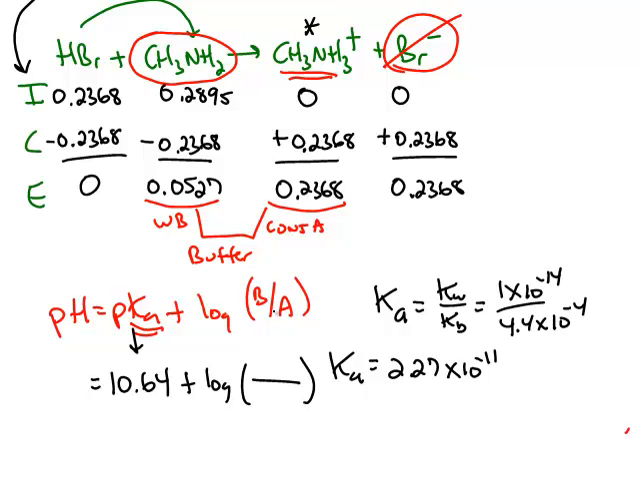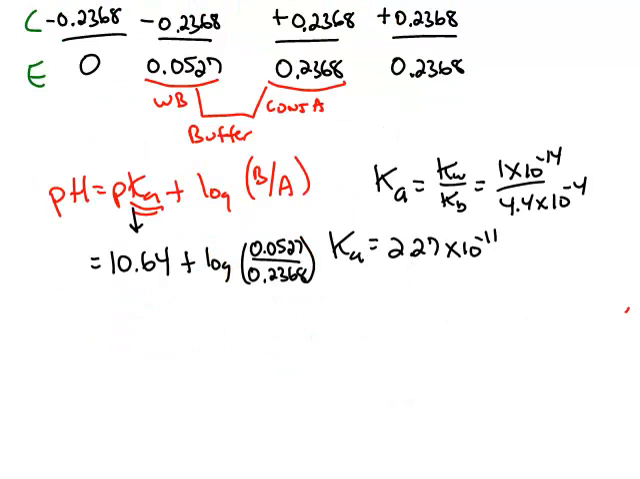Then the other part of the Henderson-Hasselbalch, the base concentration is 0.0527, and the acid was 0.2368. And when we calculate this, we'll get an answer of 9.99. Notice we have more acid than we do base in this buffer, and so our pH will be lower than the pKa. If we had more base than acid, then the pH would have been higher than the pKa.